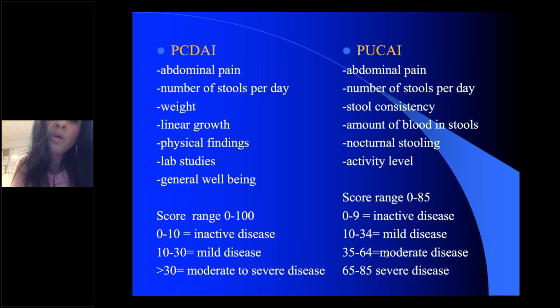The scores for the PUCAI range between 0 to 85, where less than 9 means they're in remission. A score of 10 to 34 indicates mild inflammatory disease. A score of 35 to 64 would indicate moderate disease, and a score of 65 to 85 would indicate very severe disease.